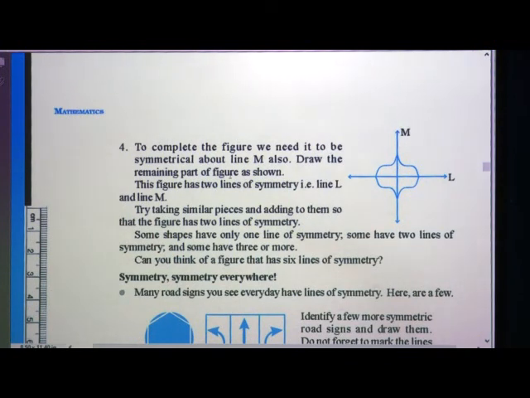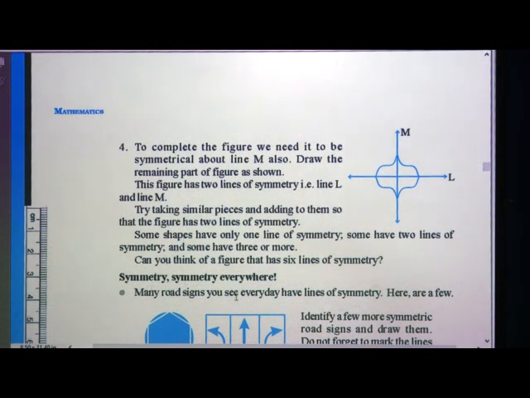To complete the figure, we needed to draw symmetrically about M also. Draw the remaining part of the figure. Now, on all the sides we have drawn the same part to get the identical figure. When we find the lines of symmetry for this figure, horizontally or vertically, we get the lines of symmetry. Try taking similar pieces and adding to them so that the figures have 2 lines of symmetry. Some shapes have only 1 line of symmetry, some have 2, and some have 3 or more. Can you think of a figure that has 6 lines of symmetry? Do a few figures have 6 lines of symmetry?